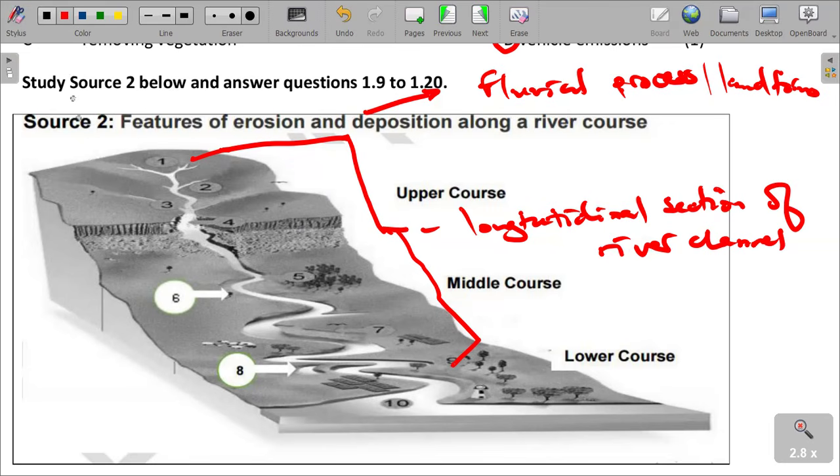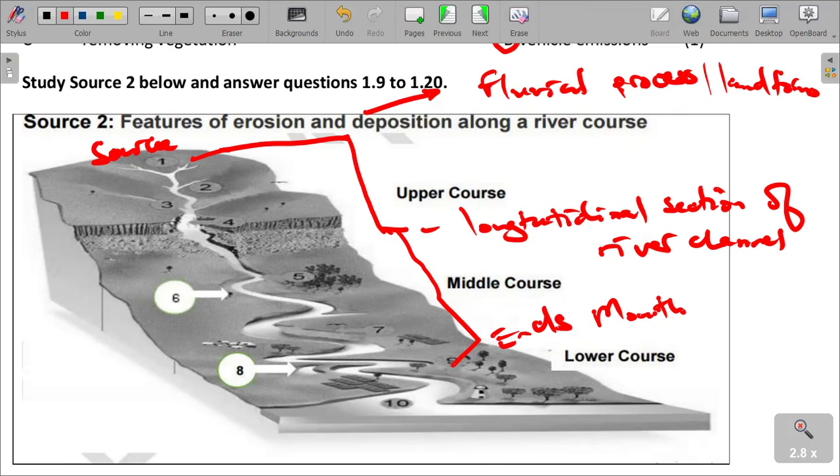We can say from the source, where it is starting, to where it ends. The river longitudinal section where it ends is the mouth. I want you to understand that geography is such an interesting subject. So we have got the upper course, the middle course, and the lower course.